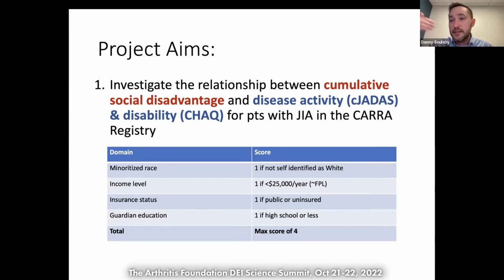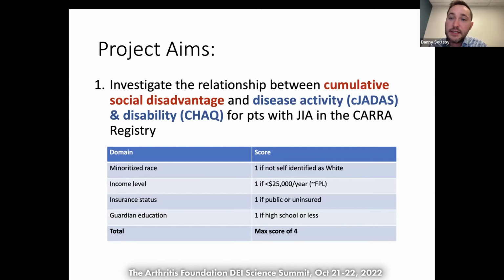The first is analogous to that prior study that I showed you. So investigating the relationship between a cumulative social disadvantage score and disease activity as measured by the CJDAS, which is the Clinical Juvenile Arthritis Disease Activity Score. It's a composite measure including things like active joint count, as well as serum inflammatory markers and physician or patient global assessment of disease. And it's used as a common disease activity measure in the JIA literature, as well as functional disability. There's something called the Child Health Assessment Questionnaire for patients with JIA in the CARE registry.